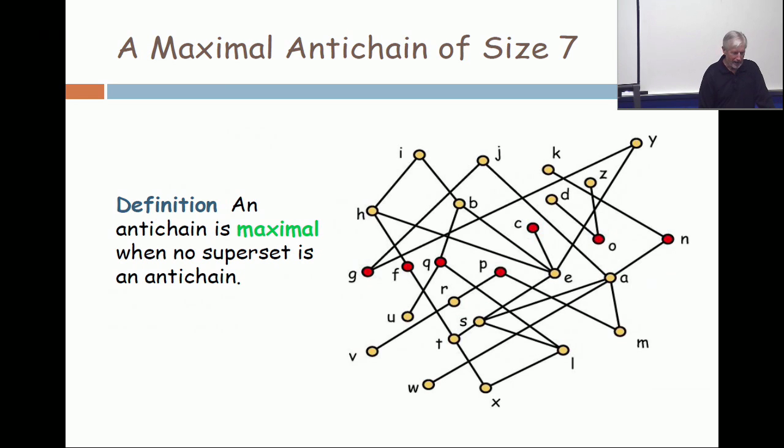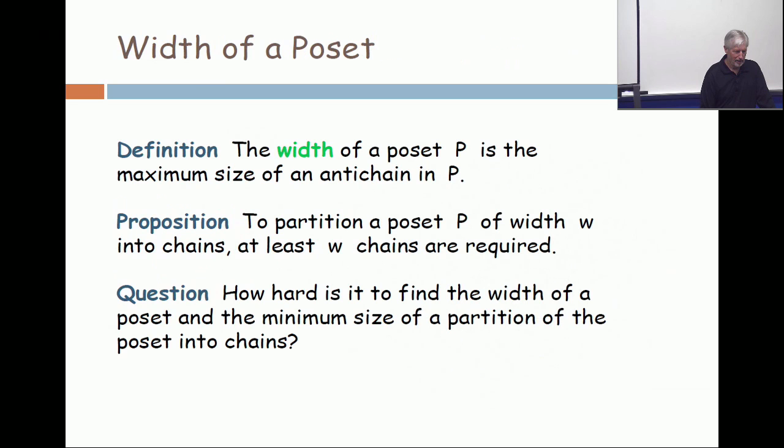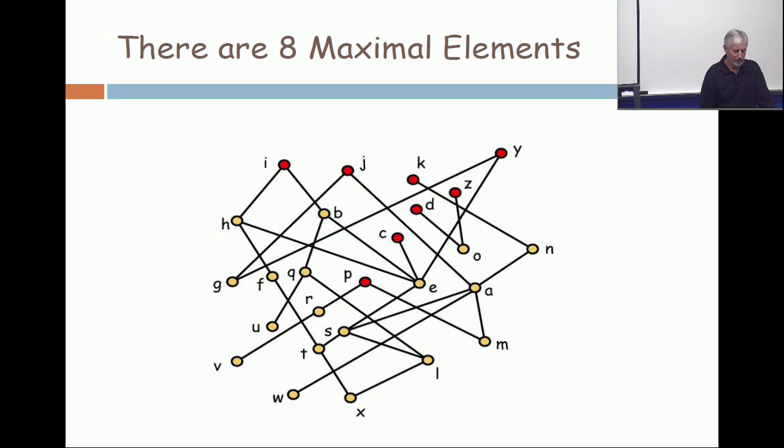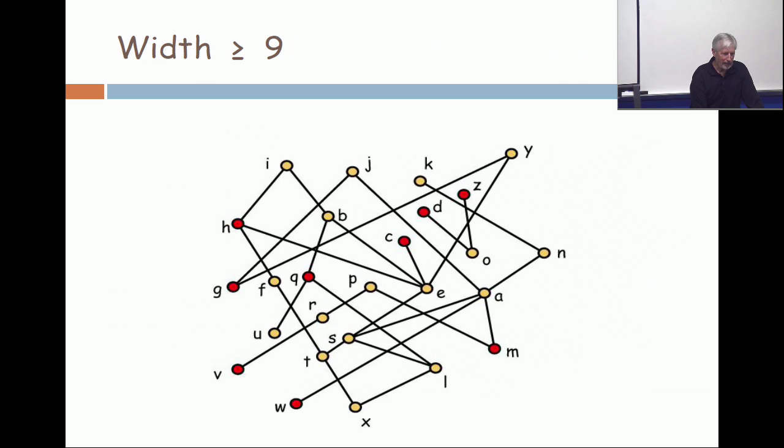All right, I'm going to scan ahead and show you a picture. I'll come back to it. There are 8 maximal elements. So the width isn't 7. You have to look at that to make sure that what I'm saying is correct. And those are all the maximal elements. Maximal elements are always incomparable. So maybe the width is 8. But in fact, the width is at least 9.